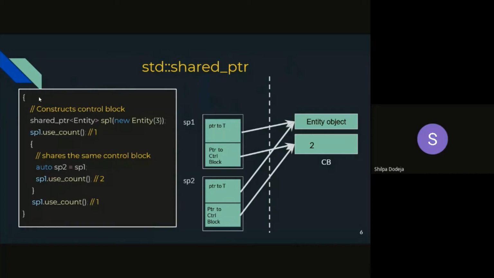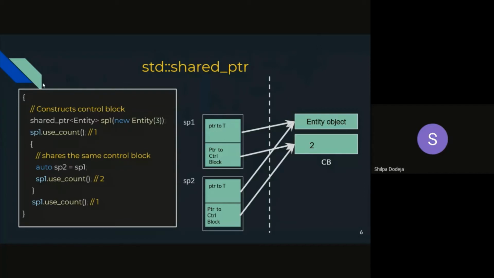Now I can also use it with sp2.use_count. It doesn't have to be sp1. Both will give me the same value because both are pointing to the same control block. This is actually where the magic happens, because both the shared pointers are pointing to the same control block, and the control block has the number of owners. So it can pretty quickly detect whether I have to destroy the entity object or not.